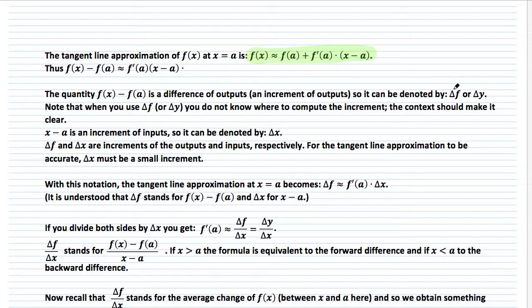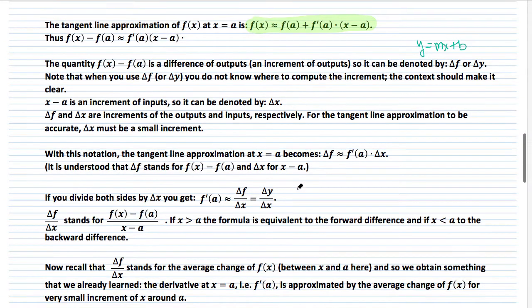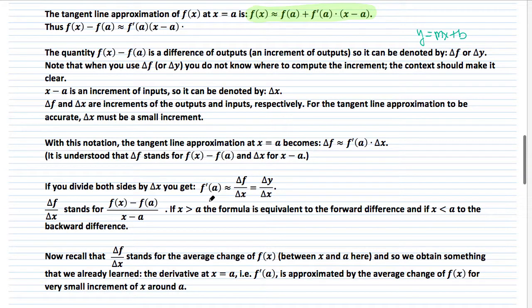Now, in this case, we can say it's delta f, or we could say it's delta y, right? Typically, we write things as y equals mx plus b, and y is the function. So delta y is just the two different y values from plugging in different x values, which means that x and a are two different x values. That's why we end up with this delta x if we're talking about x minus a. So if we keep rearranging this, we will see that f prime of a could be written as delta f over delta x, or just delta y over delta x, which we've seen before.